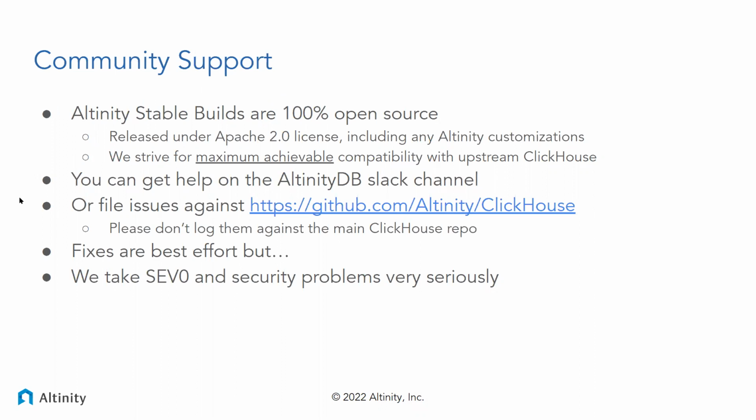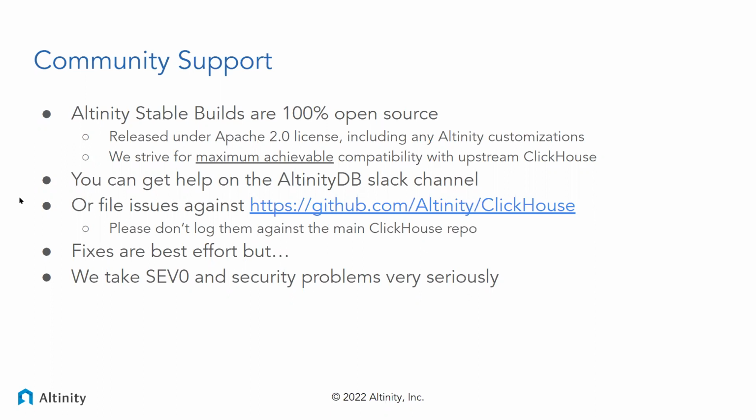The only time that there would be major deviations typically is if there's a bug that we have fixed in an older release that is not necessarily there in upstream because there's no place for us to put it. You can get help in the Altinity DB Slack channel. You'll have the connection data for that in a bit. And you can file issues against Altinity ClickHouse in GitHub. Please don't log them against the ClickHouse repo.